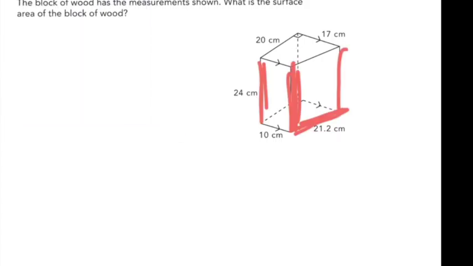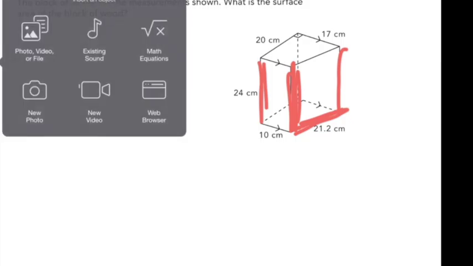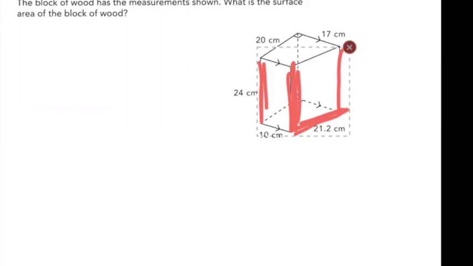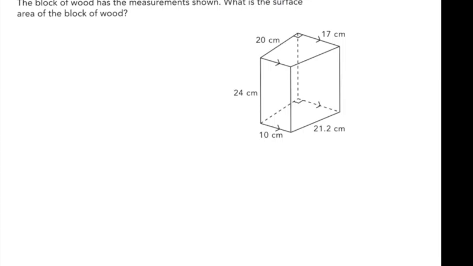Next, you have another side back here. That's 17 by this side right here, and this again is going to be 24. So that's 17 times 24. Then you have one last one, and the last one's going to be back here. So it's 24 times 20, and that will give you that. Now you have to add everything up, and once you add everything up, that's going to give you your surface area.